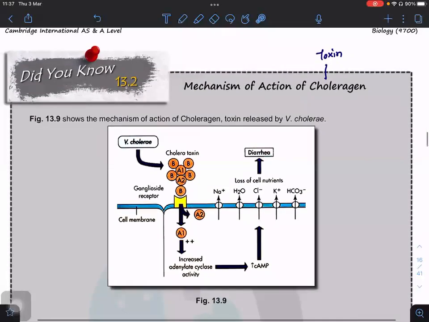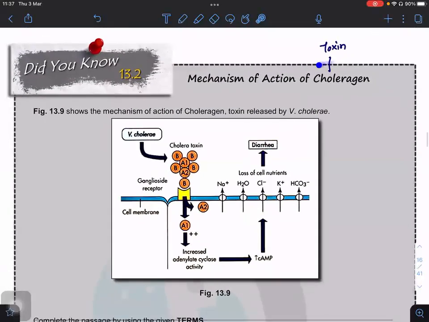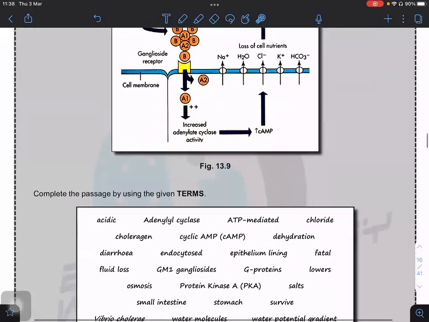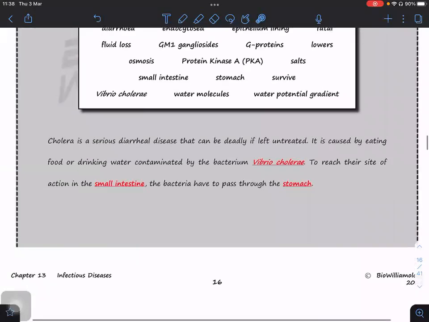Now, this part, the mechanism of action of cholerogens, you do not need to know in detail. No question will ask you, but this question actually came out in a Cambridge exam before, so that's why I put it in here. So cholera is a serious diarrheal disease that can be deadly if untreated, because why?